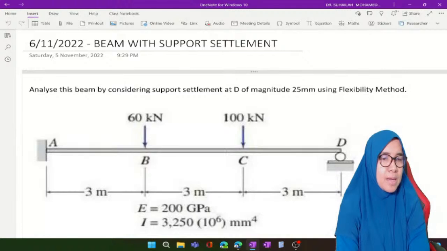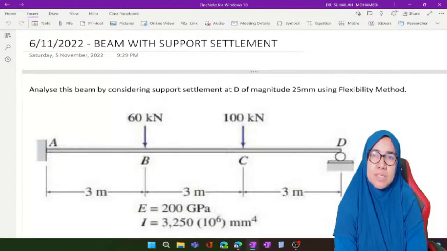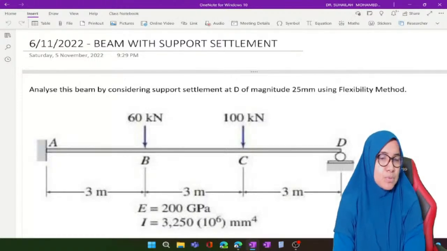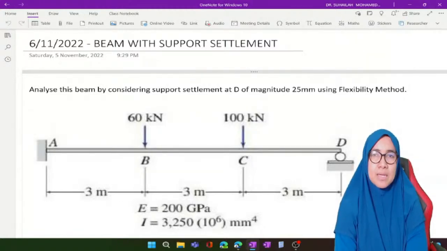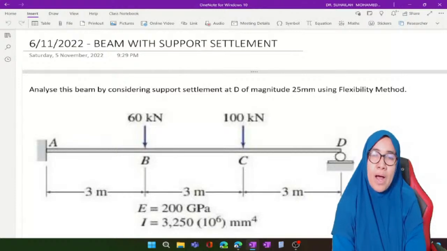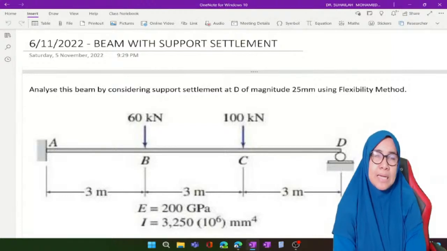Okay, this one I have actually chosen one beam question. We are going to analyze it by considering support settlement. Looking at this beam, A is fixed and D is roller. So by looking at the supports, there are four unknown reactions, and always remember that we can only analyze three using equilibrium equations.